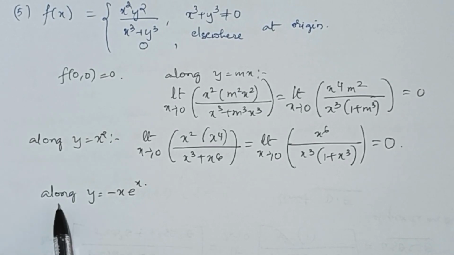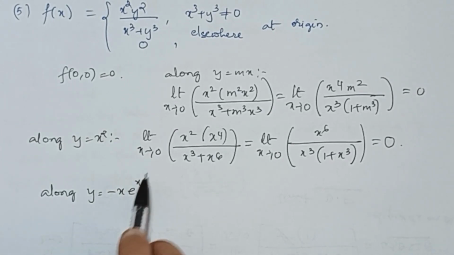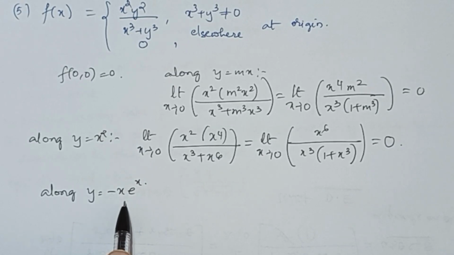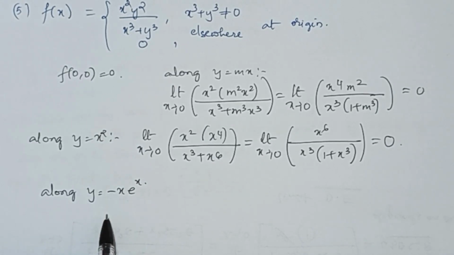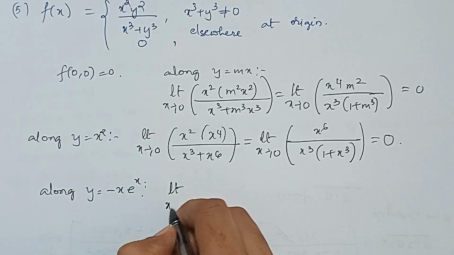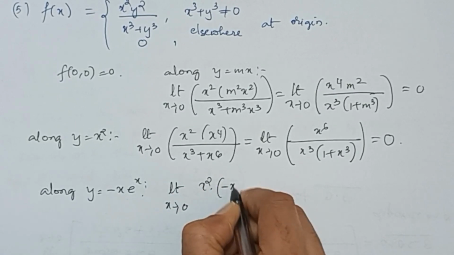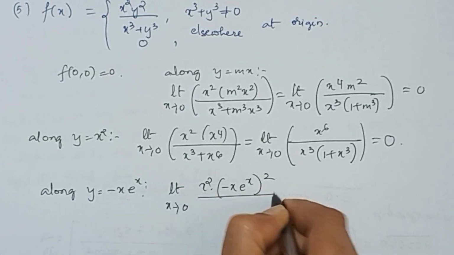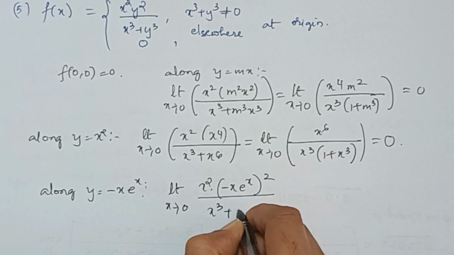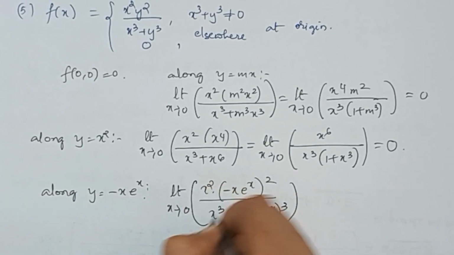Now I'll choose another curve along y equal to minus x into e to the power x. As this curve passes through the origin, you can approach the origin through this path as well. So when I apply it in the given function, x tends to 0, x square into y square is minus x e to the power x whole square, divided by x cube plus y cube is minus x e to the power x whole cube. So let us simplify this.